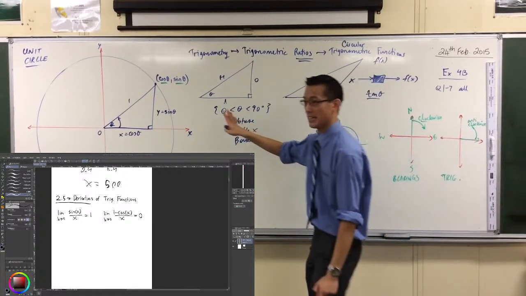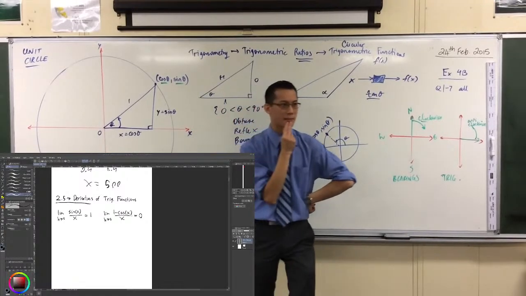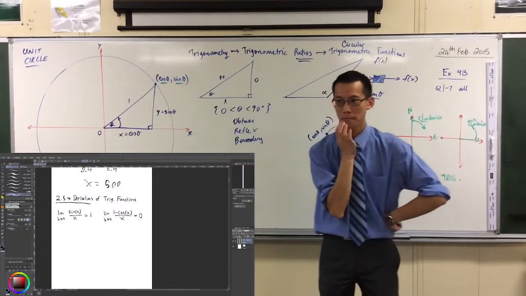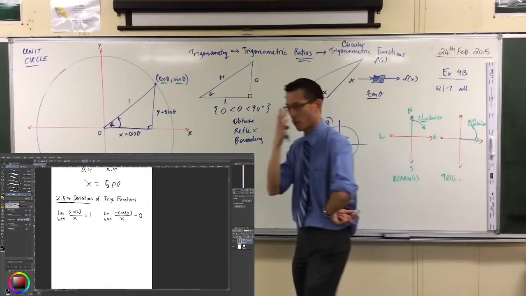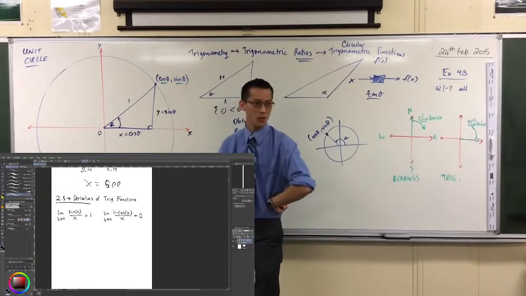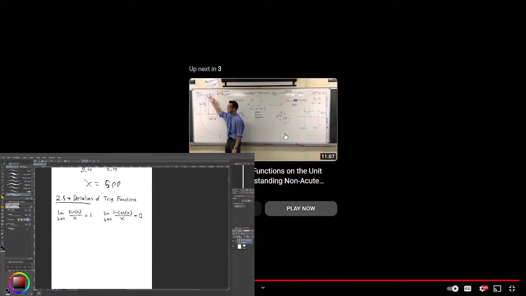So, just before I leave this, okay, what's tan? What's tan? Sine over cos. It's just the ratio between the y and x coordinates, isn't it? Okay?